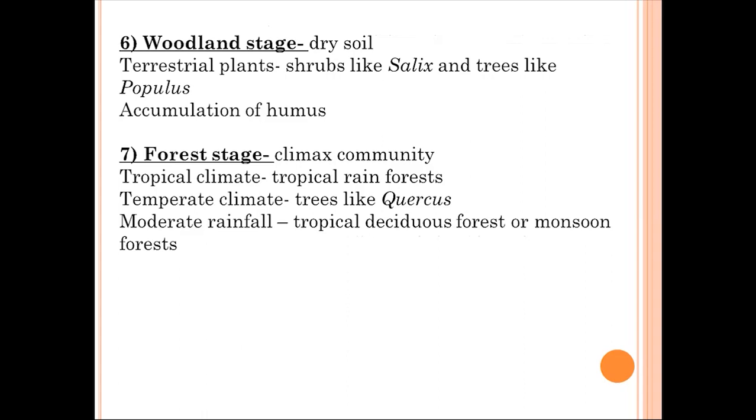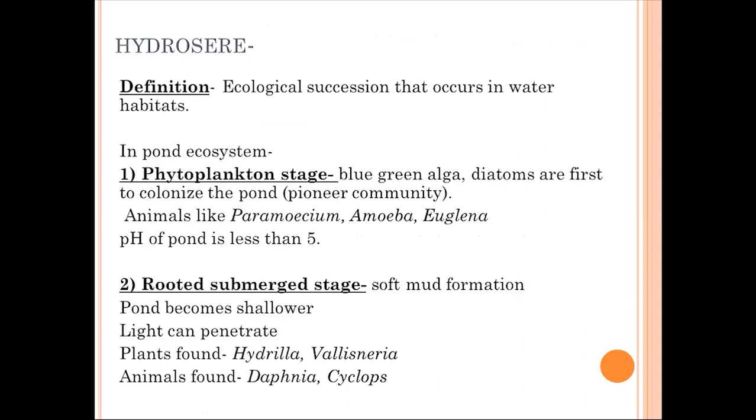And then the last was the forest stage, where the pond is completely replaced by the forest. So see how one community has replaced another in the pond ecosystem. So this is known as hydrosere, or the ecological succession that occurs in water habitats or begins in water habitats.